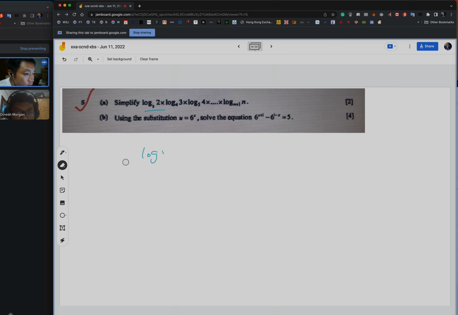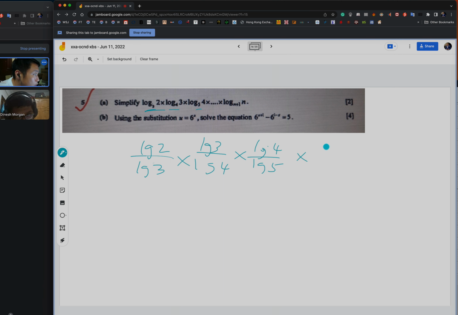So basically, use change of base. Why? Because you have this different base, right? So log 2 over log 3, then log 3 over log 4, then log 4 over log 5, until log 5 over log 6, until log n over log n plus 1, right? So can you see that this one always cancels each other?